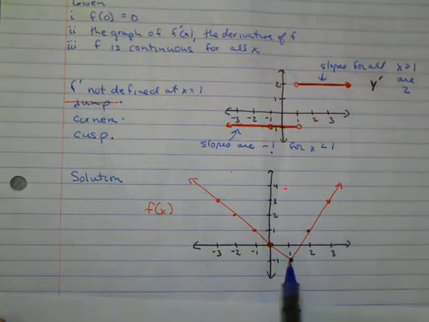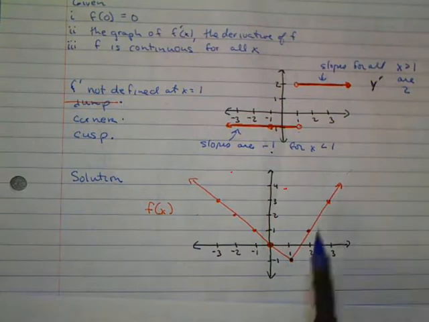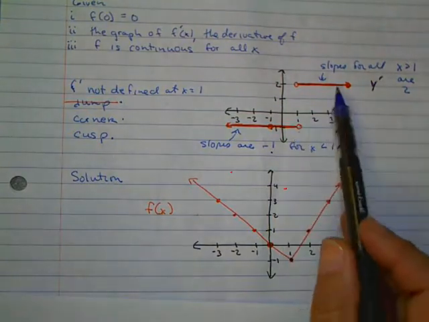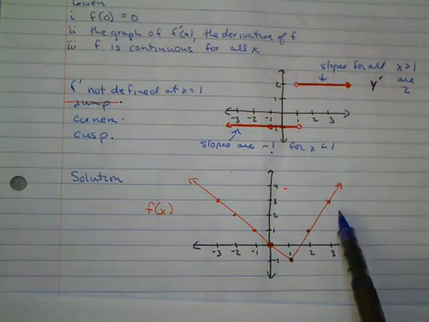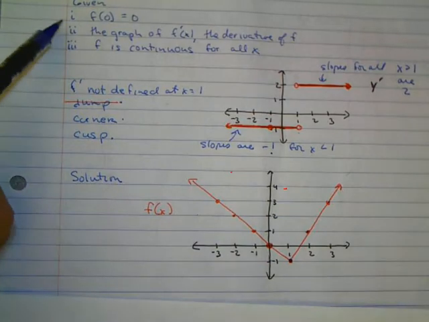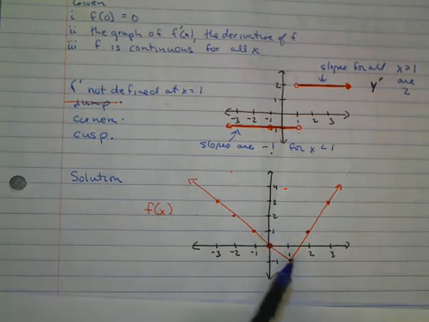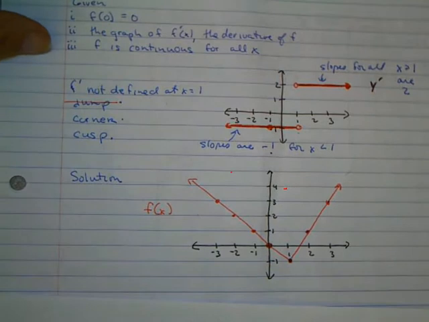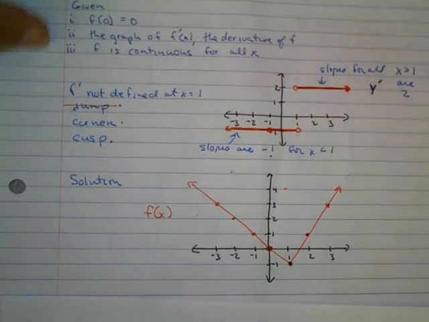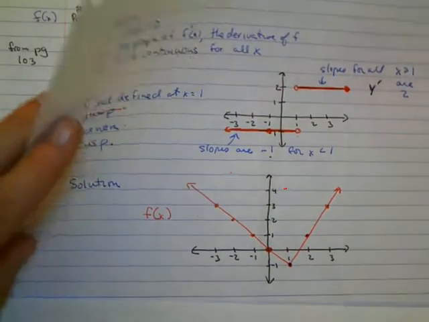So right here, because I had the graph of f prime telling me the slopes of f, and I had some clues, I knew where to start this graph, and I knew it was continuous, so I knew I didn't have a jump anywhere at x equals 1. So that's a way you can create these graphs.